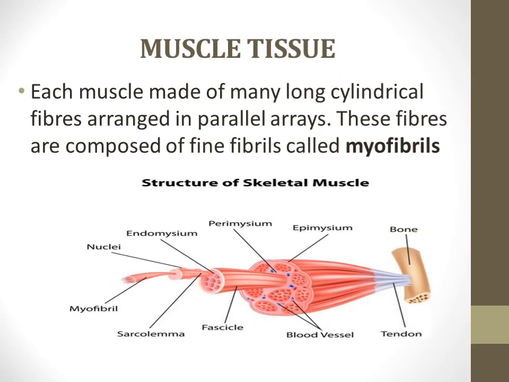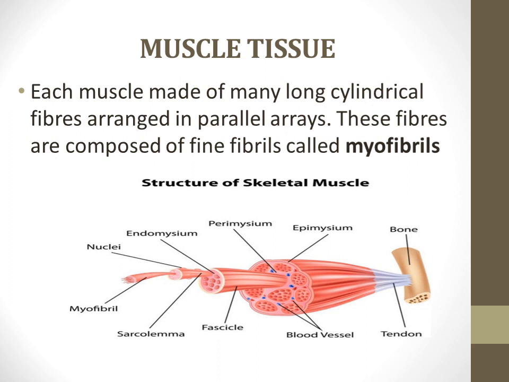Then this is another animal tissue. So far we have completed two animal tissues. One is epithelial tissue, another one is connective tissue. And this is the third tissue for animals, that is muscle tissue. Let us see what muscle tissue is.